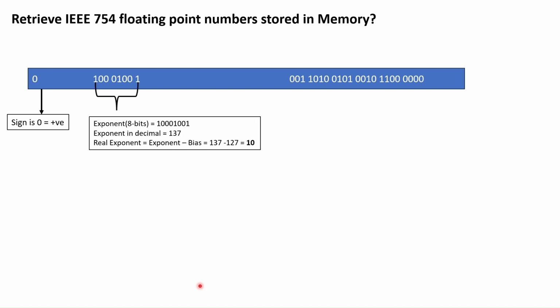Next is the exponent, which is 8 bits. Here I am taking a 32-bit floating point number as the example. I will convert the exponent to decimal. It is 137. The real exponent is the exponent value minus the bias. For a 32-bit floating point number, the bias is always 127. So my exponent in decimal is 10.